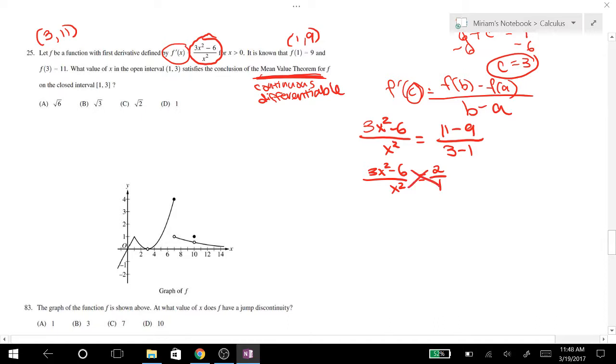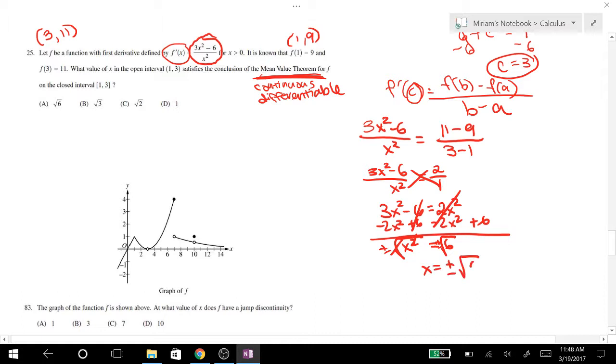And from here, you need to solve for x. So I'm going to cross multiply. That becomes 3x squared minus 6 equals 2x squared. I solve for x. I get x squared equals 6, square root, x equals plus or minus square root of 6. So which of my options works? It's this one.